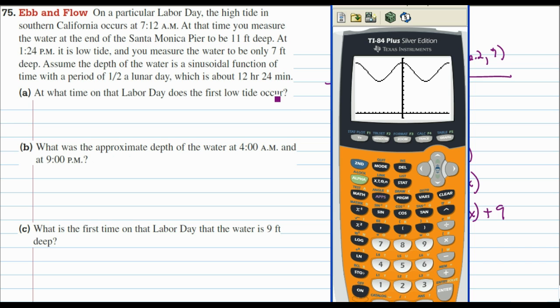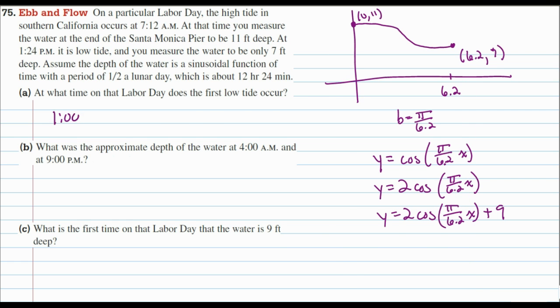Part A asks, at what time on that Labor Day does the first low tide occur? The first low tide on that Labor Day, let's see, so that's going to be here, which would be 6 hours and 12 minutes. So not a full period, but half a period before 12 a.m. 6 hours and 12 minutes beforehand. So that's going to be at 1 o'clock a.m.